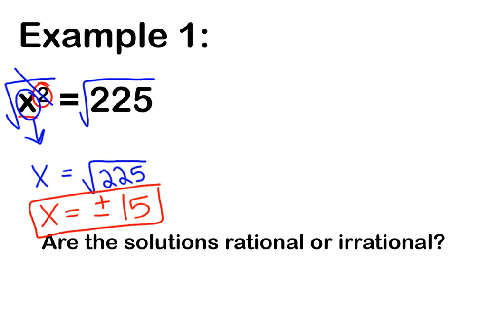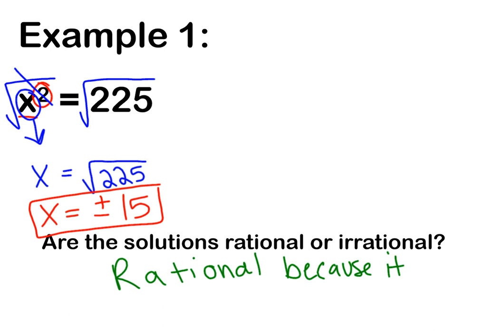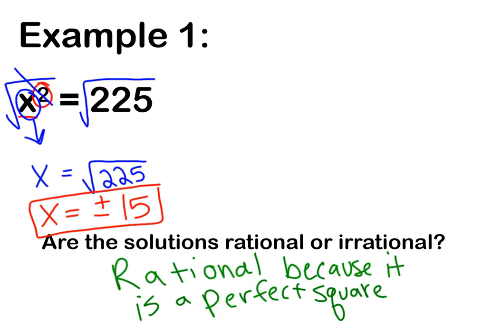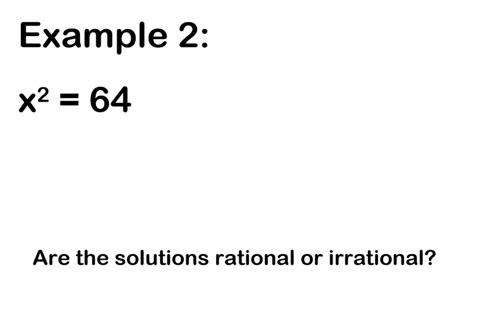Now, in order to classify this, I need to ask myself, was this a perfect square or was this a non-perfect square? This was a perfect square, so it is rational because it is a perfect square. And you might not have recognized 225 as a perfect square, but that's exactly why we're going to work on memorizing those so we're able to see it much quicker. Go ahead and pause the video now as you try example 2. Press play to go over your answer.